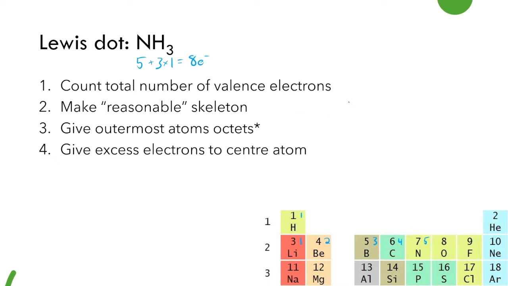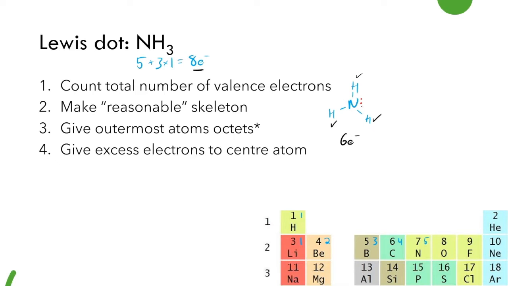Our reasonable skeleton is going to have nitrogen in the center and the hydrogens on the outside. Hydrogen is never going to be the center of a Lewis dot structure. These hydrogens already have their happy duets, so they're all good. And we're supposed to give excess electrons to the center atom. Well, we've currently accounted for 6 electrons, but we have a total of 8. As a result, we're going to add 2 electrons to that center atom.